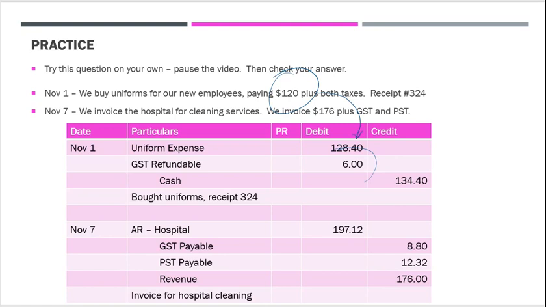In the second example, the total amount that the hospital is going to pay us is for the revenue, the cleaning services, $176, plus both taxes. All three credits must equal the debit.